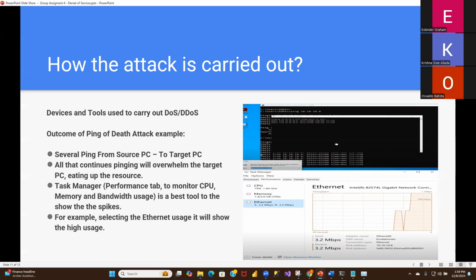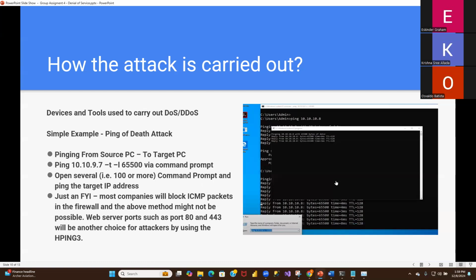This is one example. There is also the web server port attack. Attackers will use port 80 and also 443, and use the ping switch to attack the web server. This is just a quick example that we want to show you. Back to Osvaldo.